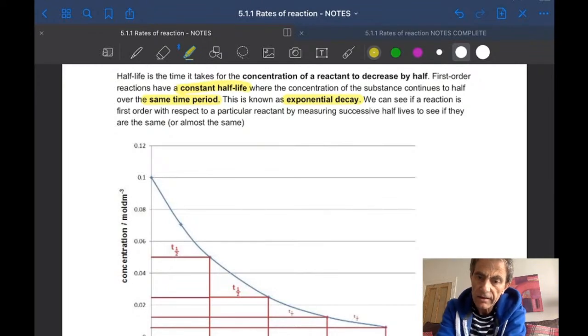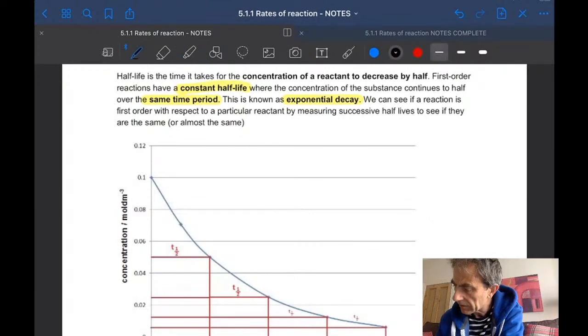When you start answering exam questions, you might find that the half-lives slightly differ, maybe by 5 seconds, 10 seconds, something like that. If they're roughly the same, then you can say that it's a first order reaction. Let's write something on the graph here. This graph shows a constant half-life.